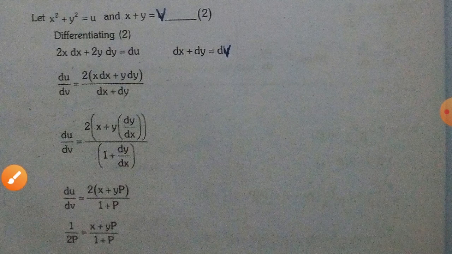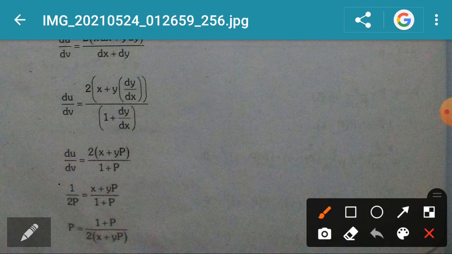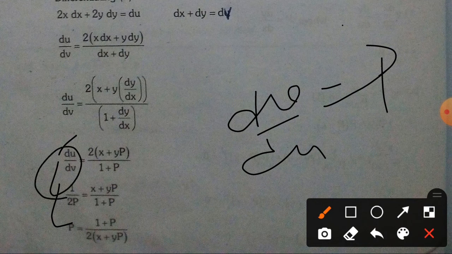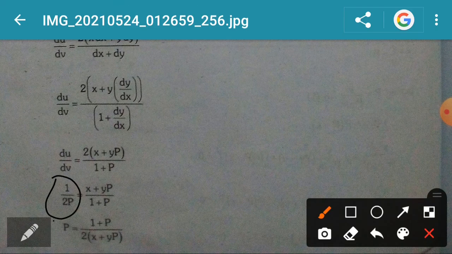Now we substitute the dy by dx value as p. Here du by dv we consider as 2p. Actually, generally dv by du equals p. Here du by dv is there, that's why 1 by p. So 2 goes to this side, 1 by 2p. Again the p value we have to take, again 2 goes to that side.